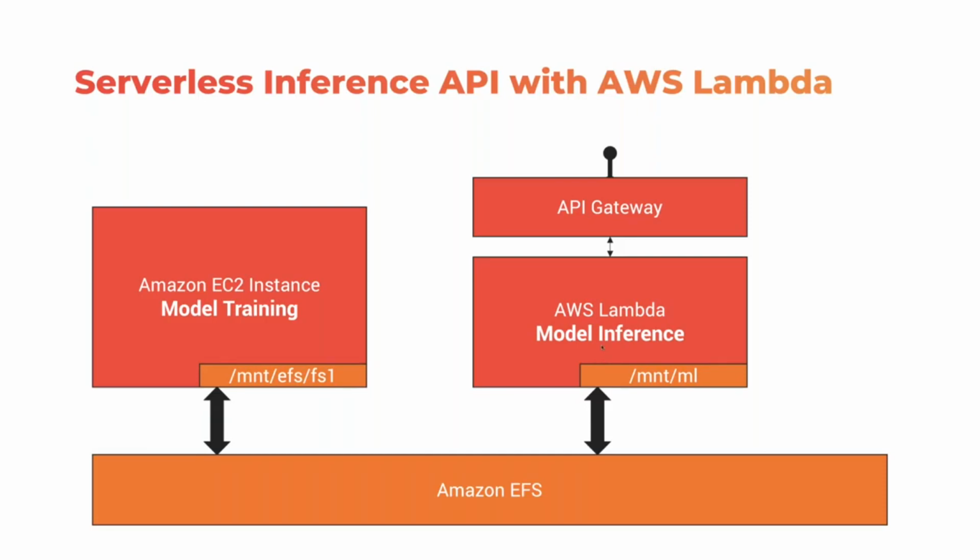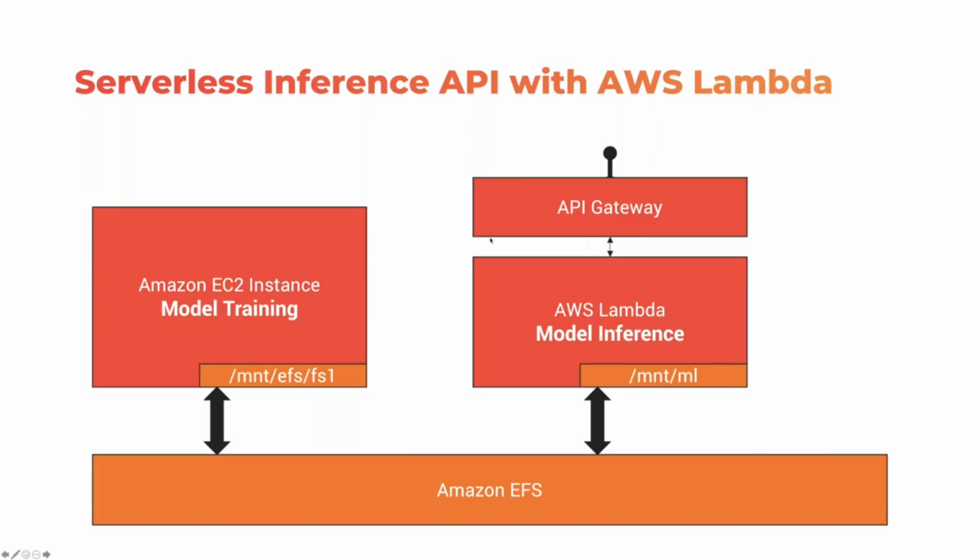We are not using Docker containers. We are not using any sophisticated techniques here. It is basically a file system, which is always going to contain the most recent version of the model. And that is what is going to be used by Lambda. So EC2 trains and dumps the model. Lambda picks up the model, uses it for inference, and exposes that via the API gateway.